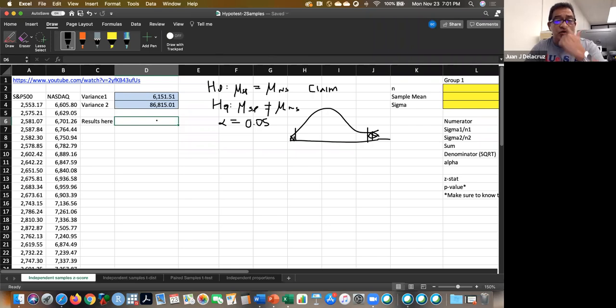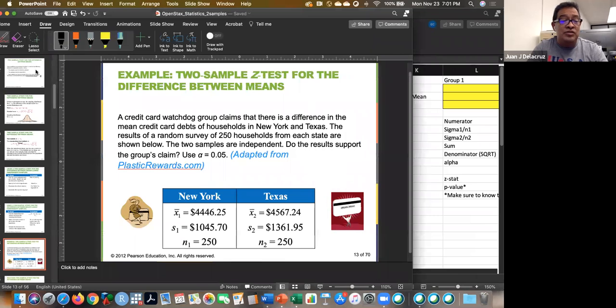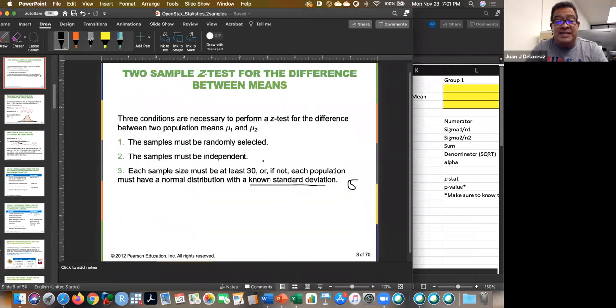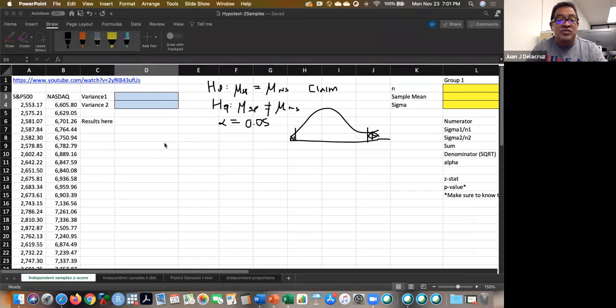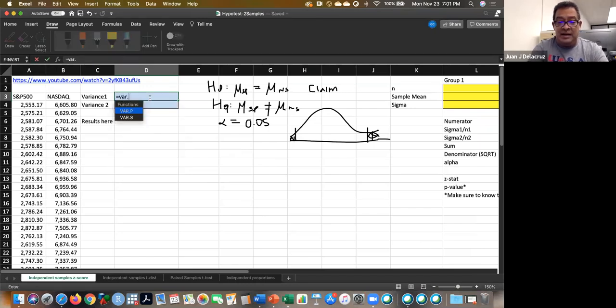So here I already have these results, these two different columns. I am going to use what it says here. I don't have the population mean, but I know that my sample is greater than 30. Because I have a sample that is greater than 30, I'm assuming normal distribution. So I'm going to use not sigma, but the standard deviation of the sample. In this case, I'm going to use the variance. I'm going to ask for the population variance.